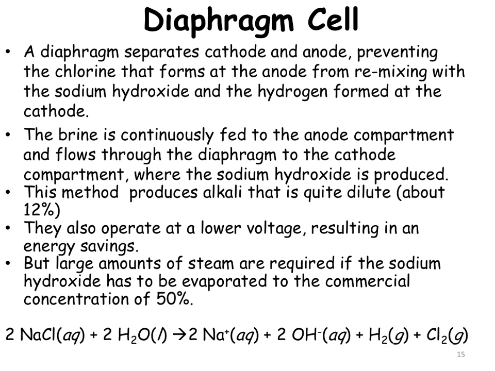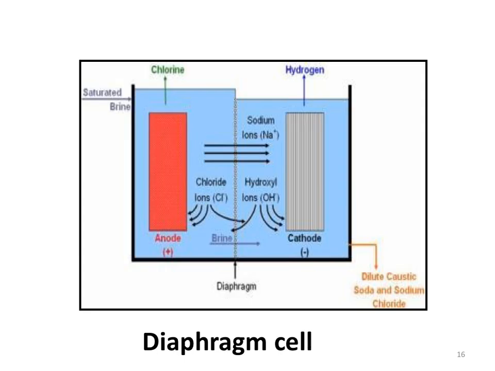It operates at a lower voltage than the mercury cell, so that was a good thing, and that causes energy savings. But large amounts of steam were required, because it has to be evaporated to concentrate up this dilute sodium hydroxide that you're making. Notice the equation is exactly the same. Here's a picture of the diaphragm cell, and here's the diaphragm in the middle, and we're pumping the brine in. We land up with chlorine being produced at the anode, and on the cathode we form dilute sodium hydroxide and a little bit of hydrogen gas. This is still not optimal.